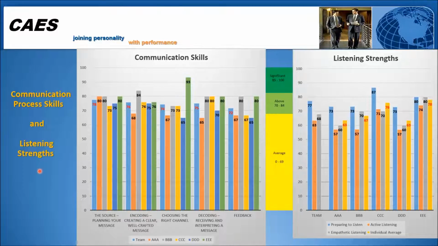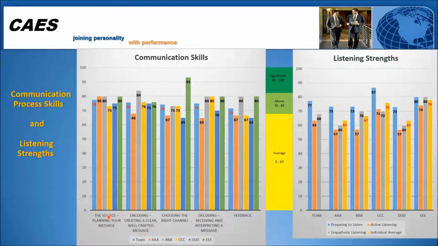So in this section, we're going to look at communication from two aspects. First is communication process skills, and the second is people's capability to listen. From the aspect of communication process, what we've done is basically say there are basic steps in a communication interaction. And we can identify strengths and weaknesses in those specific steps, and also get an overall impression of their ability to go through this communication process.